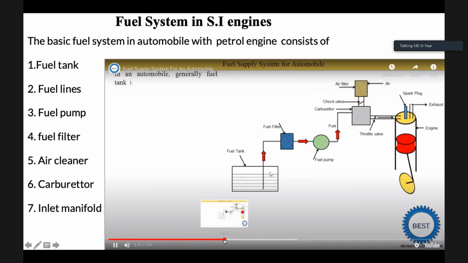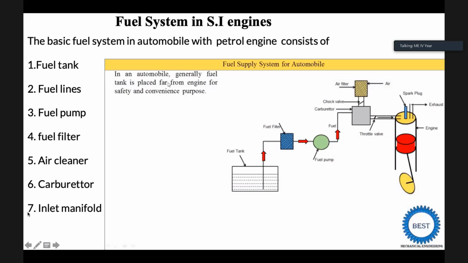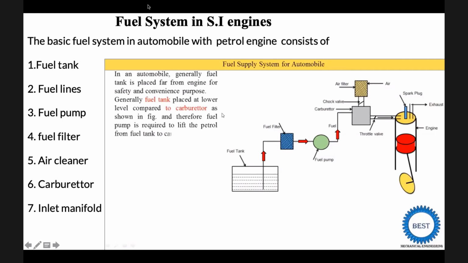So again I use this figure for better understanding. In an automobile, generally the fuel tank is placed far from the engine for safety and convenience. Far away means it is placed at a certain distance from the engine. So here you see this is the engine and this is the fuel tank. They have a certain distance to avoid fire. Generally, the fuel tank is placed at a lower level compared to the carburetor, as shown in this figure. Here you see this is the carburetor and this is the fuel tank.